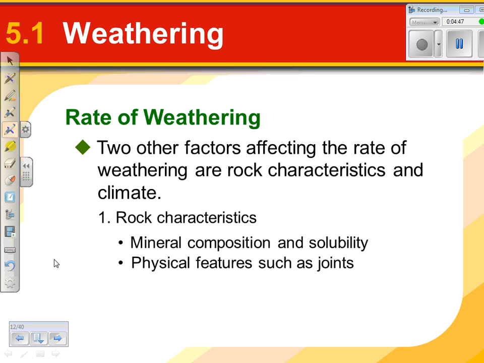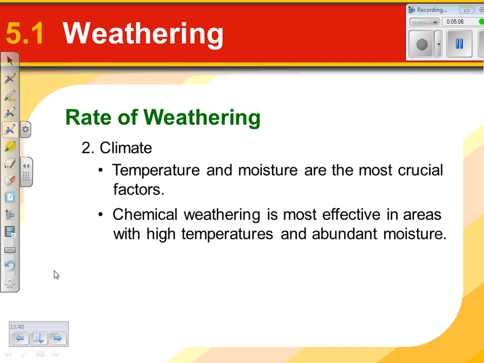The rates of weathering. Two other factors affecting the rate of weathering are rock characteristics and climate. Rock characteristics, we're talking about the mineral composition and the solubility, and the physical features such as the joints in the rocks too. Climate, temperature, and moisture are the most crucial factors. Chemical weathering is most effective in areas with high temperatures and abundant moisture. Where you're going to get the moist, rich climates, you're going to get a lot of chemical weathering.